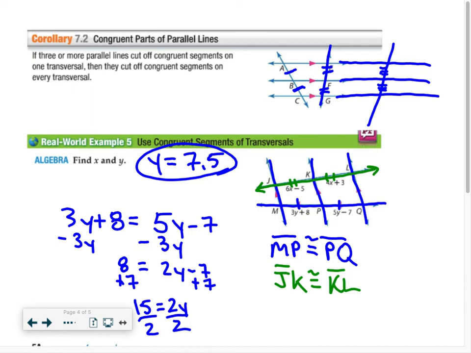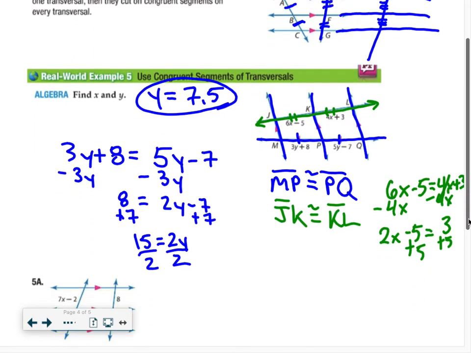And for the x's, JK is congruent to KL. So 6x minus 5 is equal to 4x plus 3. Subtract 4x from both sides. 2x minus 5 is equal to 3. Add 5. And we've got 2x is equal to 8, or x is equal to 4.